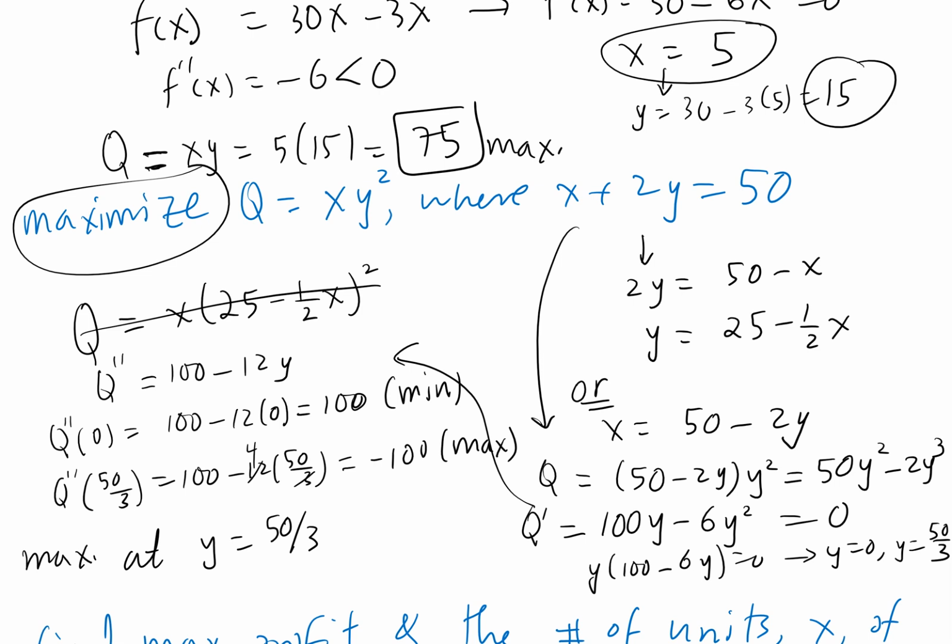And you can substitute this back in here to find the x value. 50 minus 100 over 3. 50 over 3.